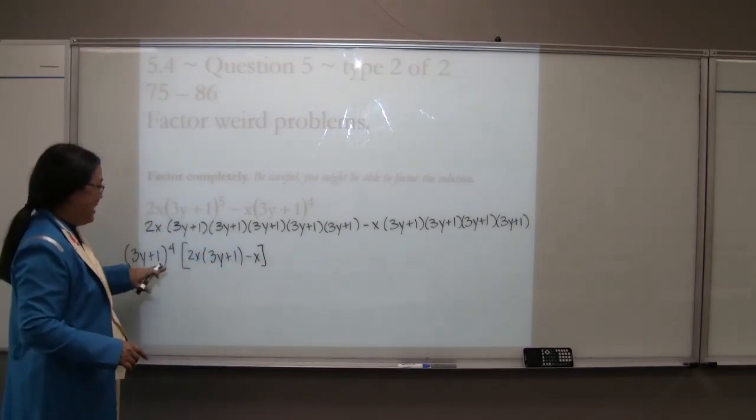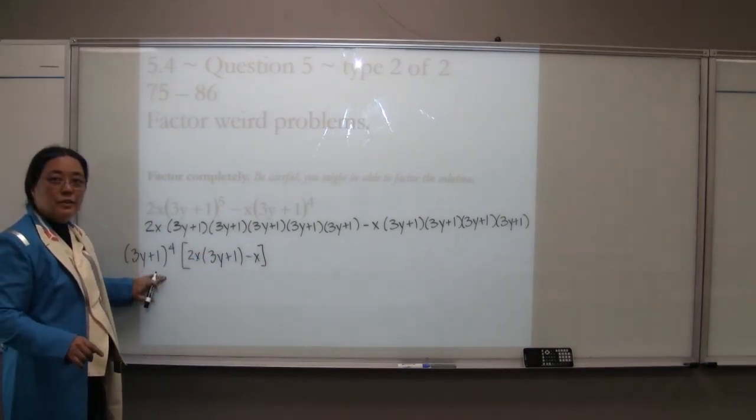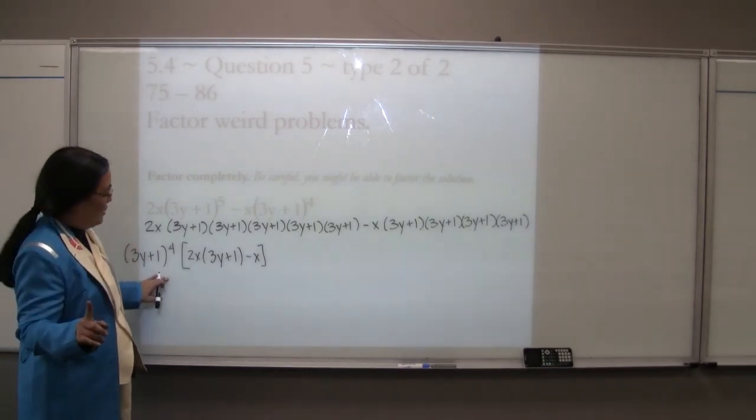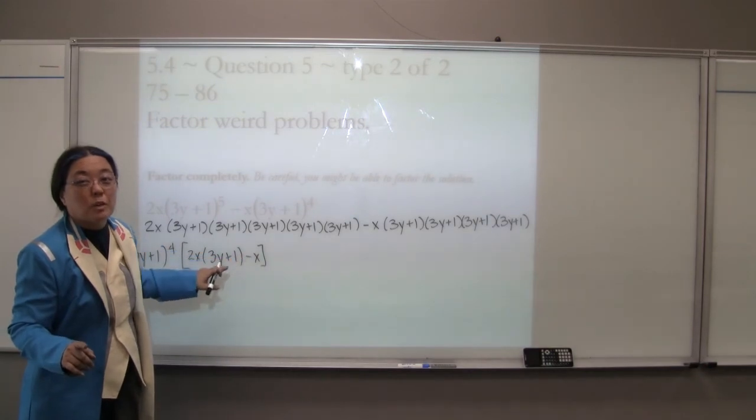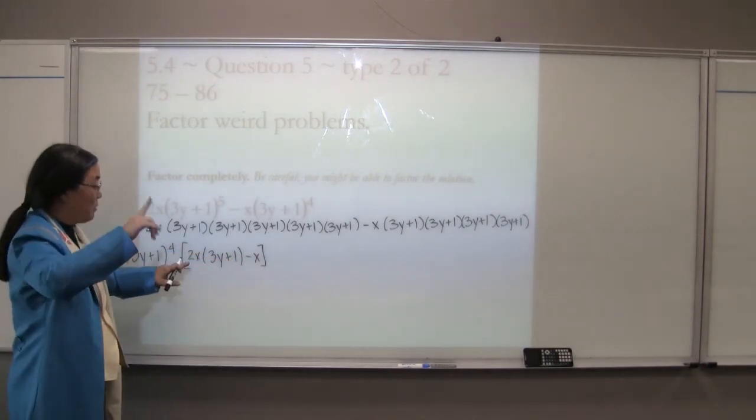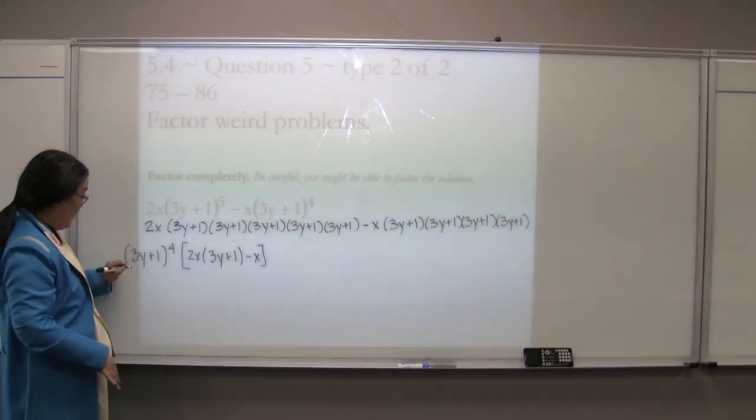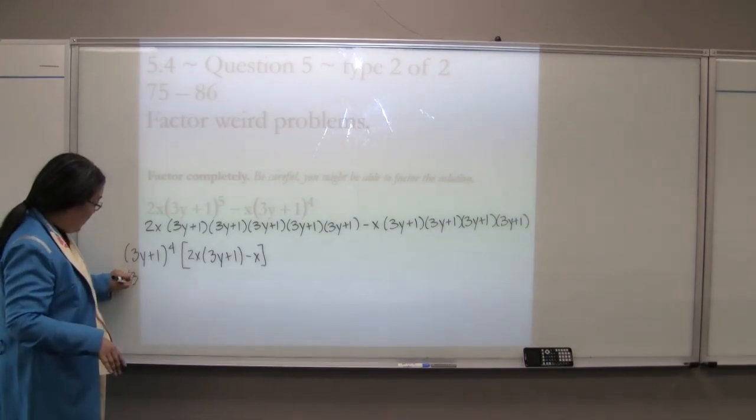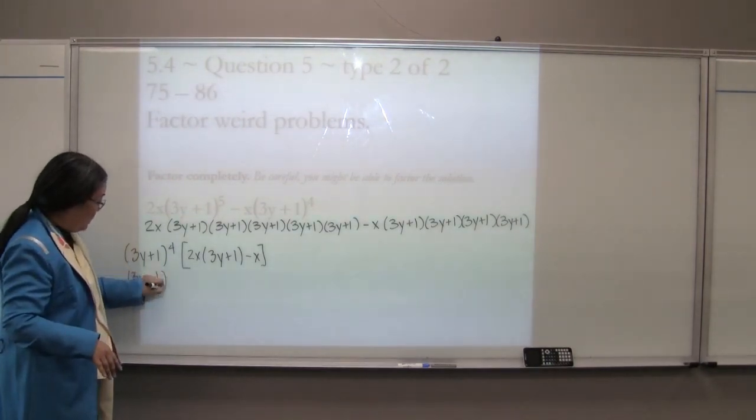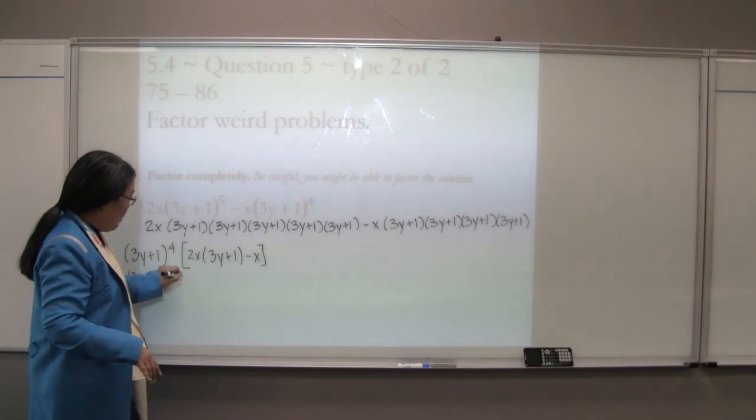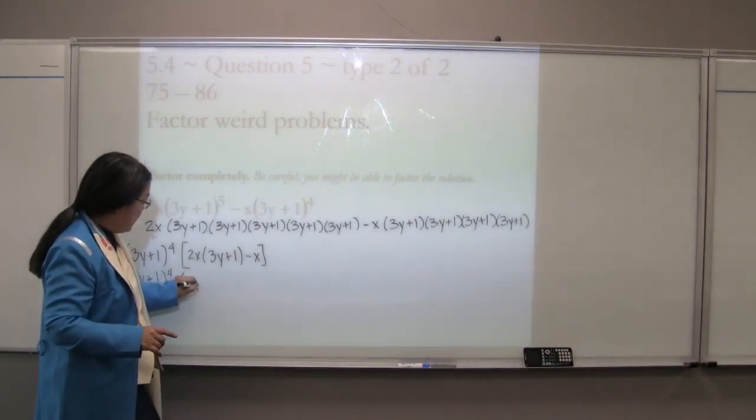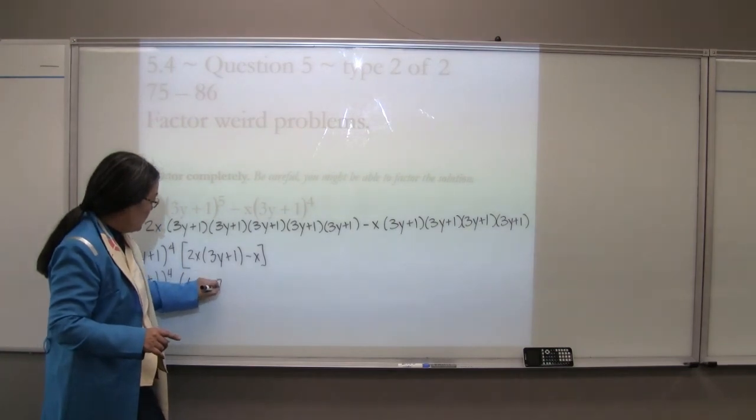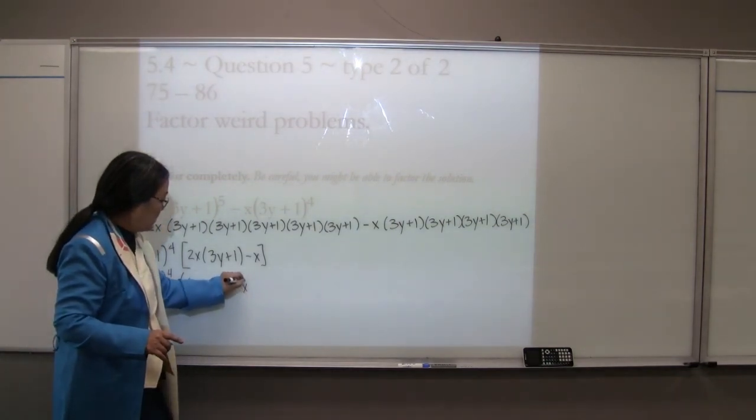That's it. I would give you half credit for getting this far. Now, some of you might notice we could actually have taken out an x, but almost nobody notices that. Good job. All right, we're going to leave it like this. We're going to keep going. We'll take it out later. 3y plus 1 to the 4th power. We're going to distribute just like we did last time and get 6xy plus 2x minus x.